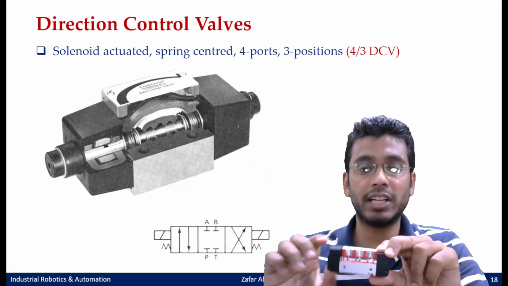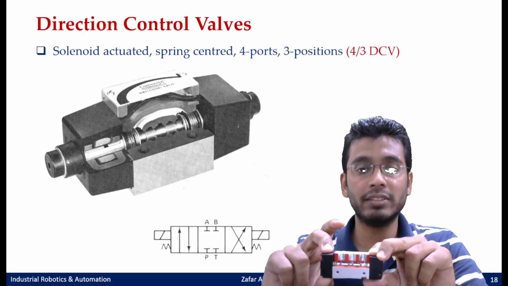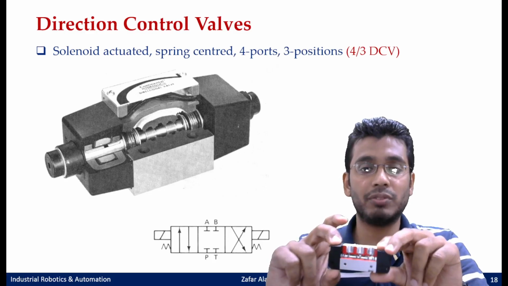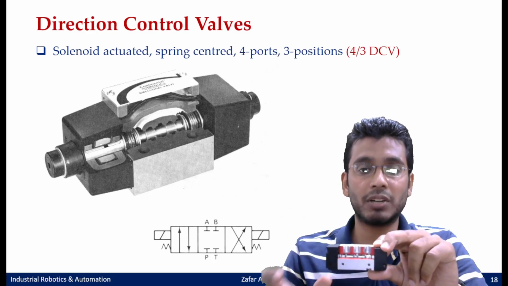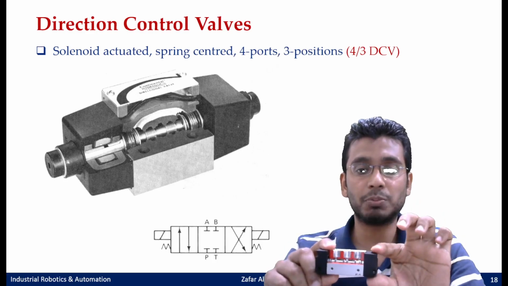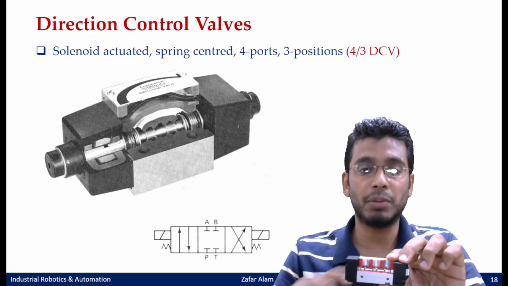This is the spool. If you energize this side with some electric current, say a 5-volt current or a 24-volt current, anything, then this would shift the spool towards this side and engage one part of the valve. And if you energize the other part of the valve, then you can shift the spool to the other side and engage the other part of the valve.